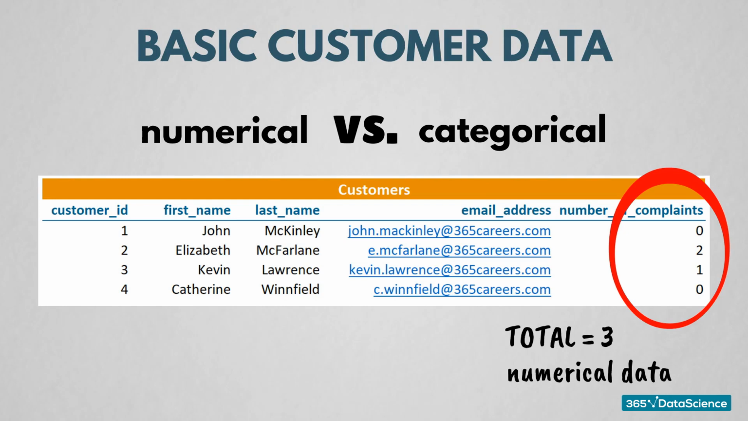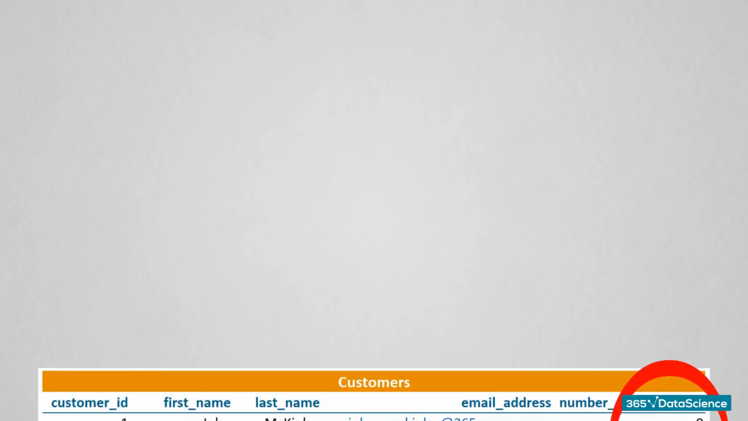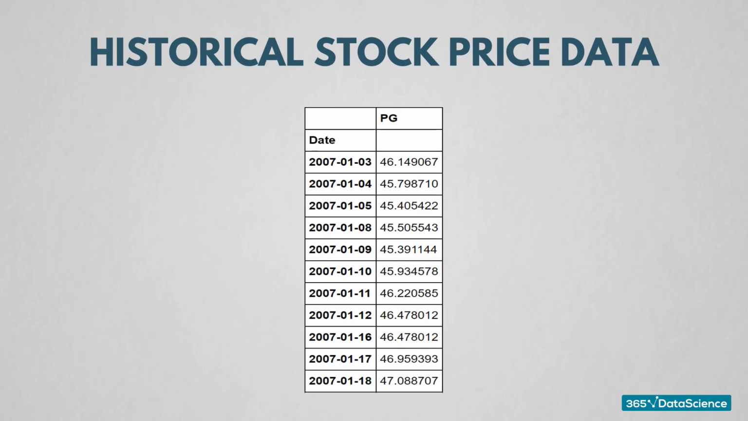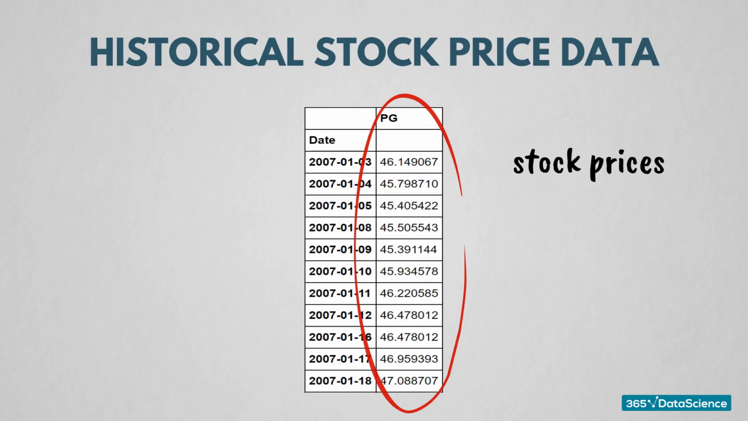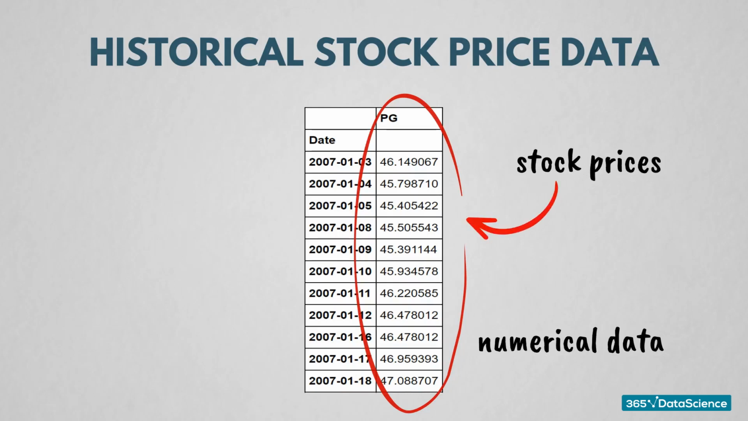All right. Another example we can look at is daily historical stock price data. This is what we use in our Python for Finance course. In the dataset you see here, there's a column containing the dates of the observations, which is considered categorical data, and a column containing the stock prices, which is numerical data. Great!